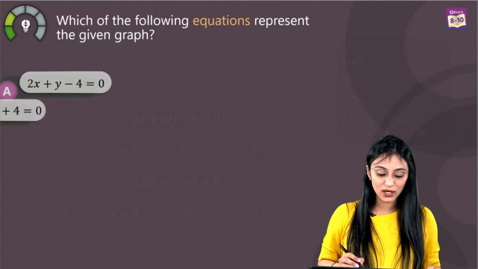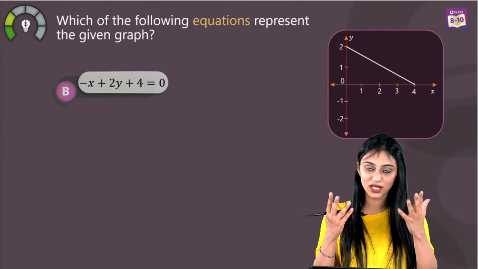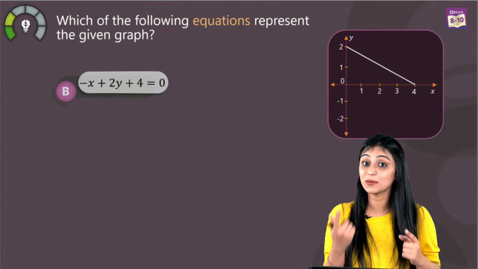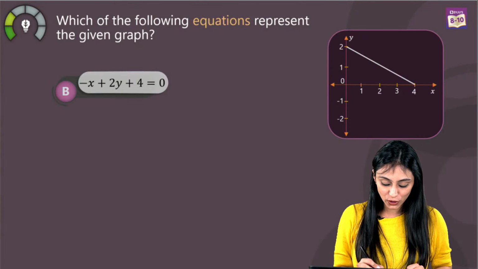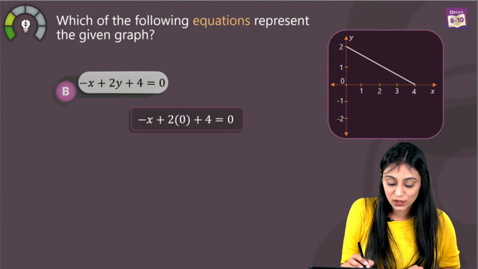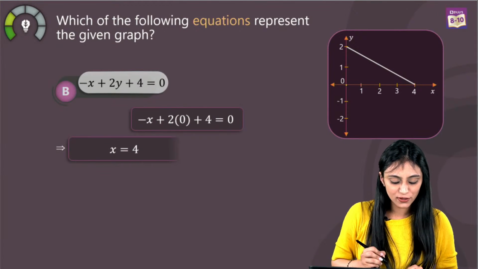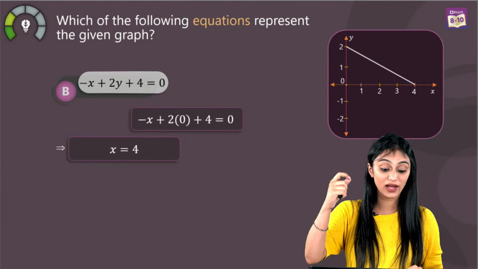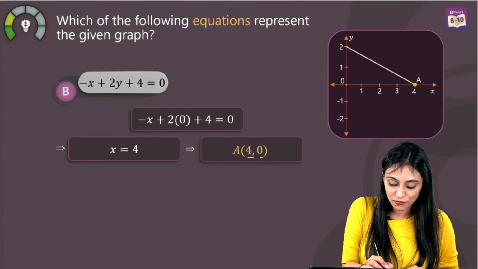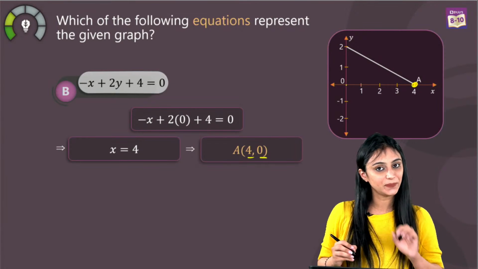All right, let's take a look at equation number 2 now, which is our option B: minus x plus 2y plus 4 equal to 0. Similar thing we will do again. We will put y as 0 again, right? Since y is 0 on the x-axis. So what is the value of x? Value of x from here is 4. So the point in this case is going to be (4, 0), which is A over here, right?